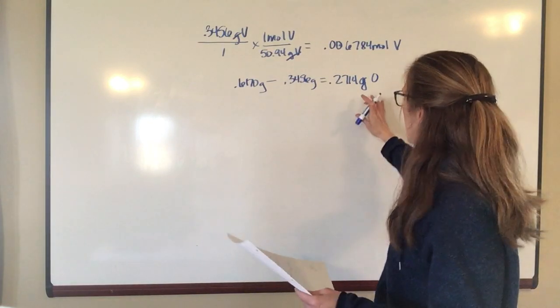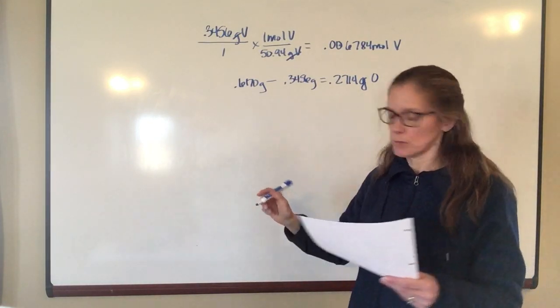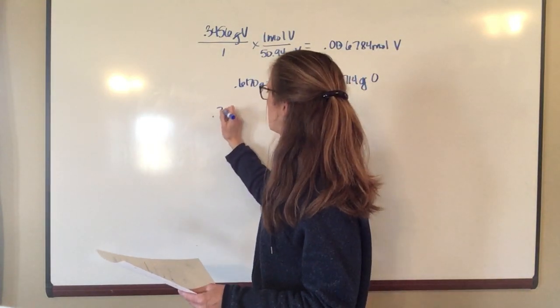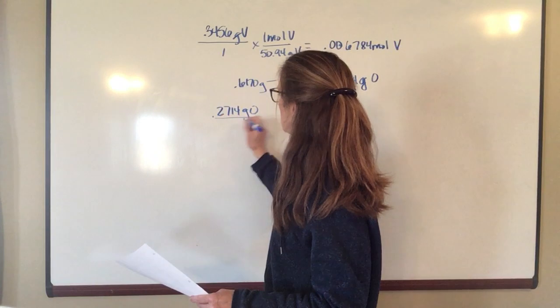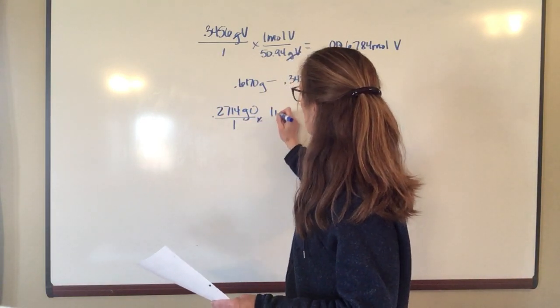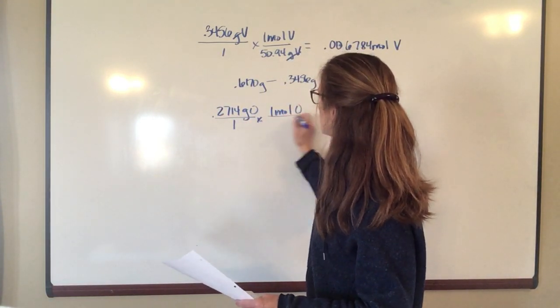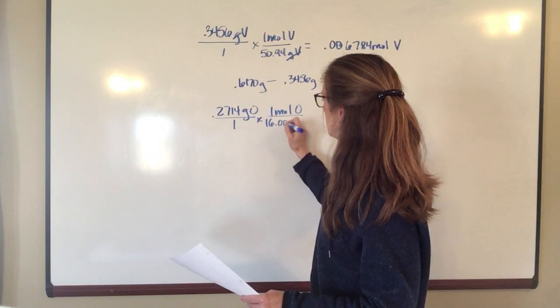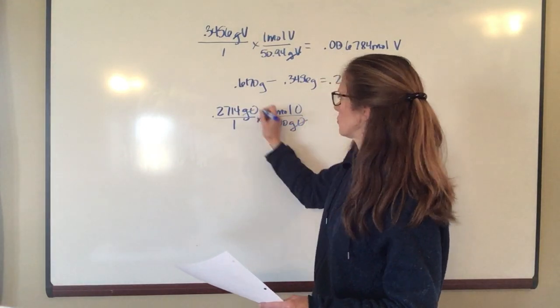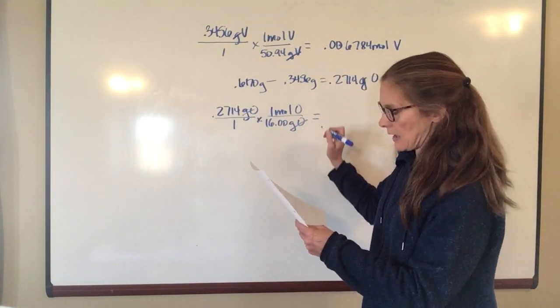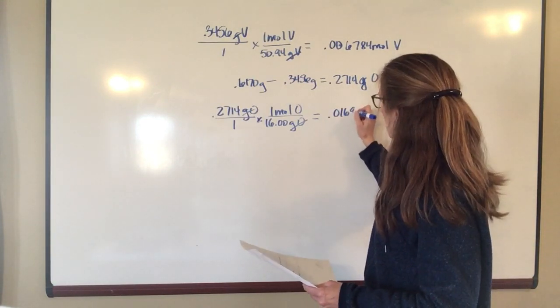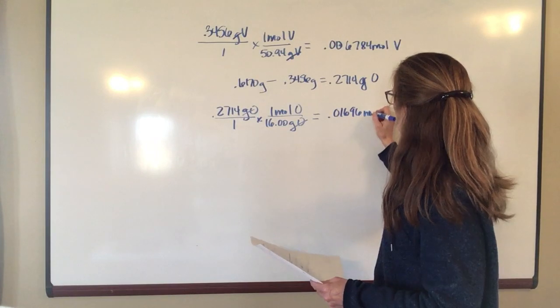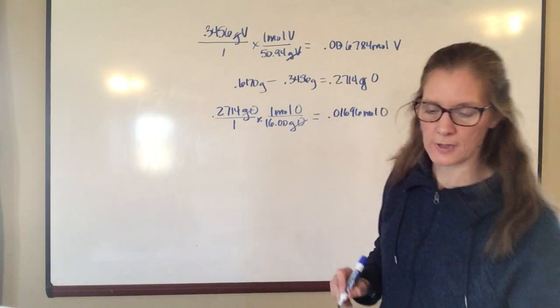So now if I have grams of oxygen, I need to turn it into moles of oxygen. So I'll have 0.2714 grams of oxygen, put that over 1. In 1 mole of oxygen, there are 16 grams of oxygen, so grams cancels out, and that gives me 0.01696 moles of oxygen, okay?